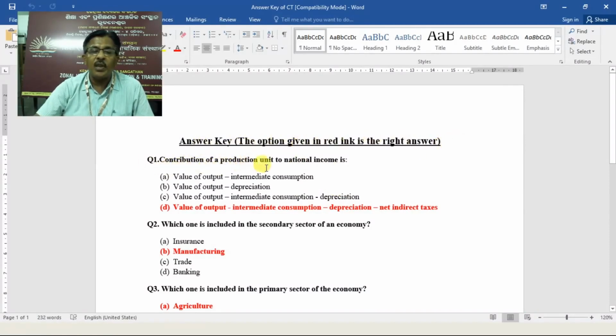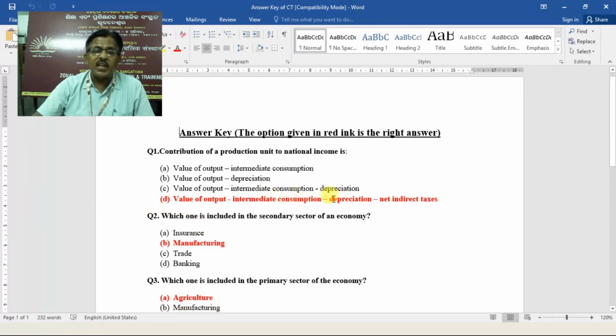Contribution of a production unit to national income, that is value of output minus intermediate consumption, minus depreciation, minus net indirect taxes. Just refresh your memory: value of output, that is gross value of output at the market price, minus intermediate consumption, gives gross value added at market price. Minus depreciation gives net value added at market price. Net value added at market price minus net indirect taxes will be net value added at factory cost, that is NDP at factory cost. Then that is the domestic income.